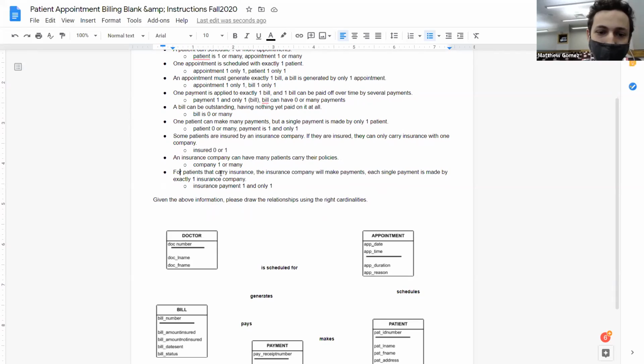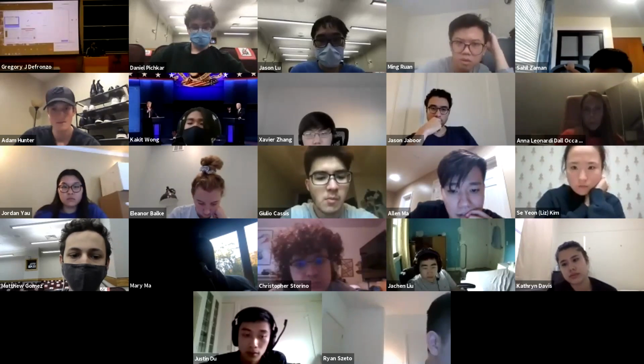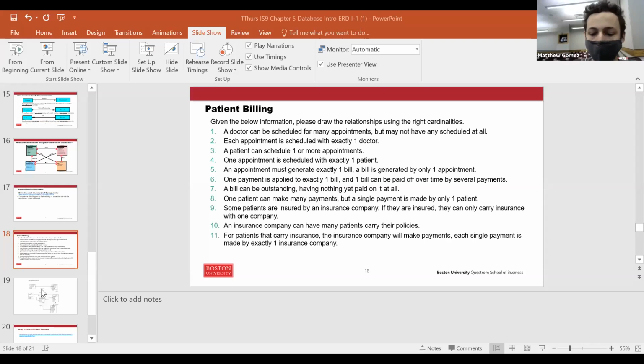And then for patients that carry insurance, the insurance company will make payments. Each single payment is made by exactly one insurance company. So again, for the carriers, a company makes a payment, one and only one, because it's a single payment for that single company. Okay, I'm going to take over again. Thank you, Matt.